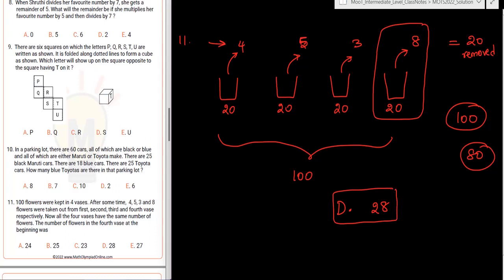It's a very simple problem, but the key idea here is when we remove flowers, we have to find out how many were removed so that you can know what is remaining and then distribute them equally, because the question says each vase now has the same number of flowers.